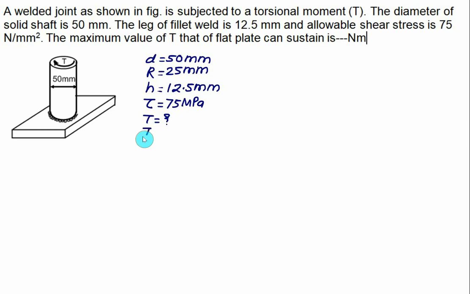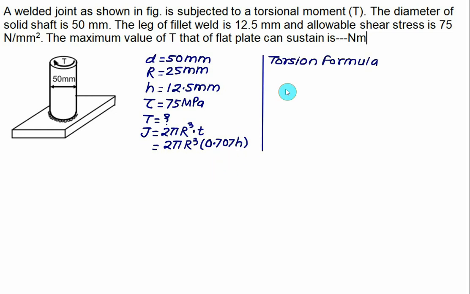So in this case also we require the polar moment of inertia, which is 2 pi R cube multiplied by thickness t, that is the throat thickness. Throat thickness is equal to 0.707 multiplied by leg size h. If we apply the torsion formula, we get T by J is equal to tau divided by R. Torque we are interested in, so torque is equal to tau multiplied by J divided by R.